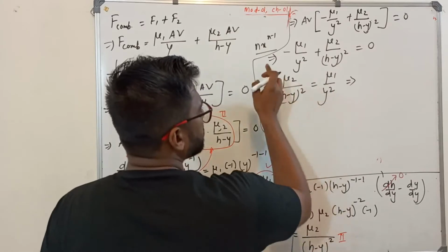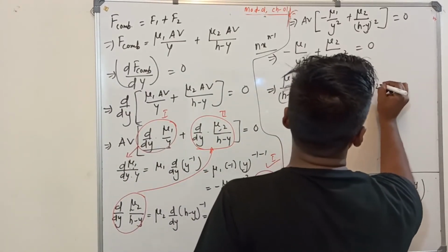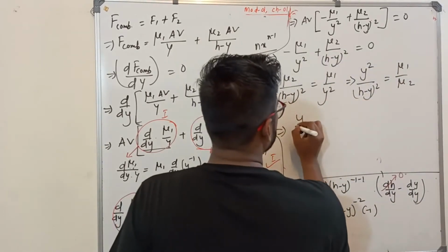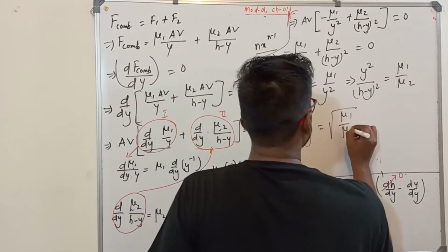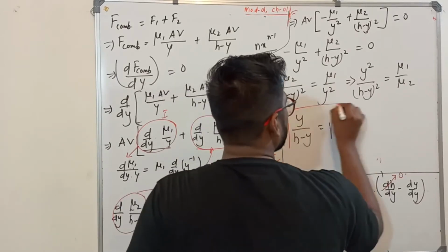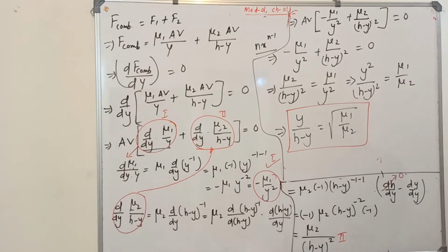Very, very good. Take this y here. Just rearrange. H minus y whole square is equal to mu1 by mu2. This implies y by h minus y equal to root over of mu1 by mu2. This is the relation. Y by h minus y equal to root over of mu1 by mu2. Now tell me which option was that? Was it option A? If it is option A, take it. Pause the video, note it down.